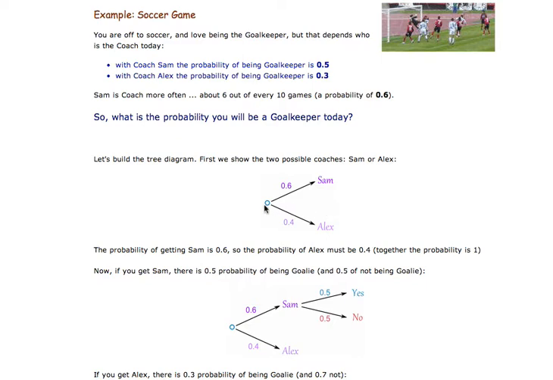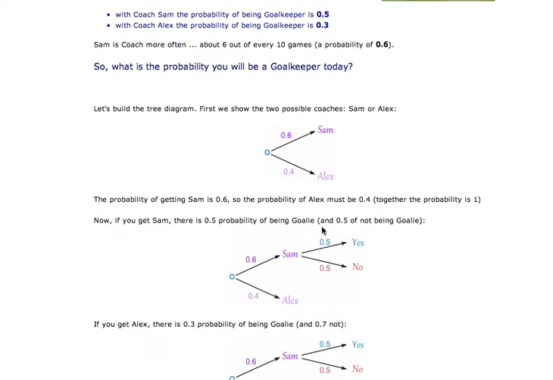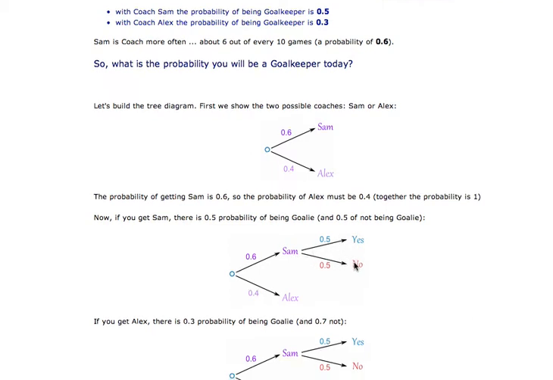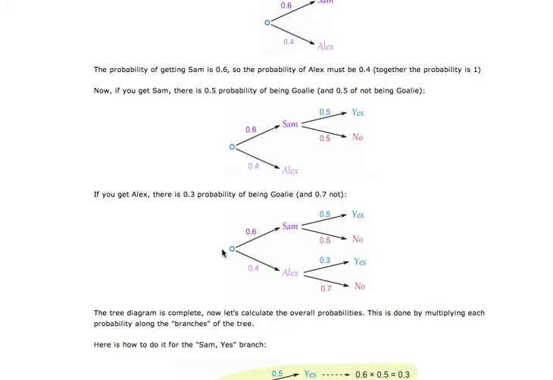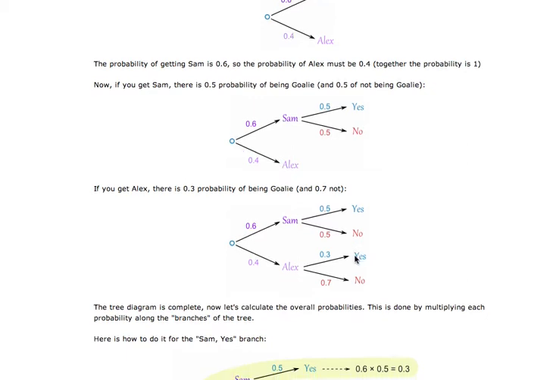Okay, to get Sam, the probability is 0.6, and to get Alex, 1 whole minus 0.6 is 0.4. Well, once I get Sam, the probability of him saying yes is half, and the probability of him saying no is the other half. So I have a 50-50 shot with Sam. With Alex, I have a less chance to get Alex, but when I get Alex, I have a less chance that he's going to say yes. He only says yes 30% of the time.